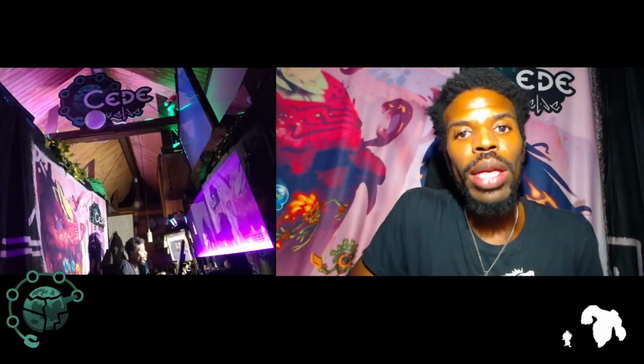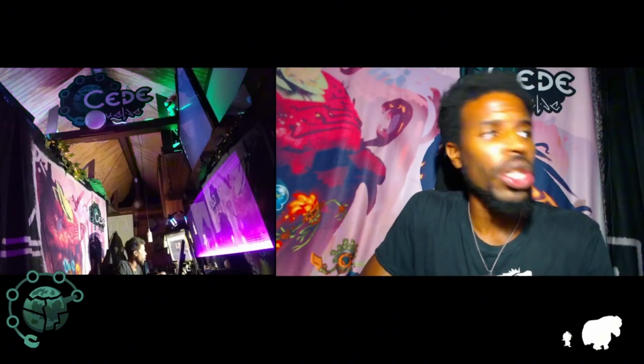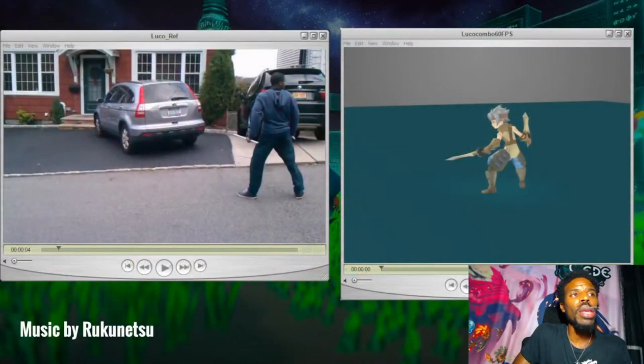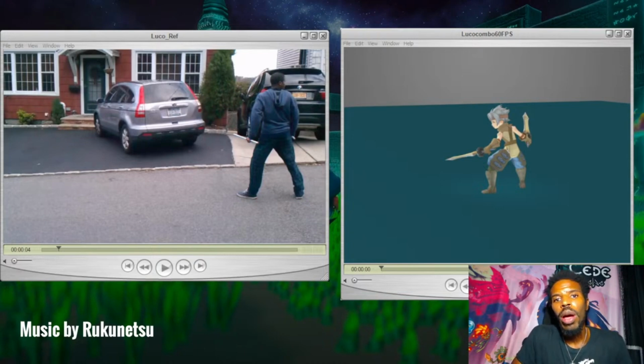All right, how I use reference for 3D animation. Let me jump right to it. I'm gonna play the one on the left, which is the reference. Then I'm gonna play the animation, and I'm gonna talk to you about my process of how I go about that. All right, here's the first one.